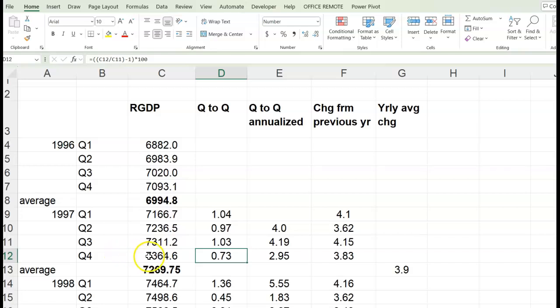You could also take April 2025 divided by March 2025 raised to the 12th power, because it's monthly, minus 1 times 100, and that's going to be your month-to-month annualized. Or you could take April 2025 and divide it by April 2024 minus 1 times 100, and that's going to be your change from previous year or year over year.